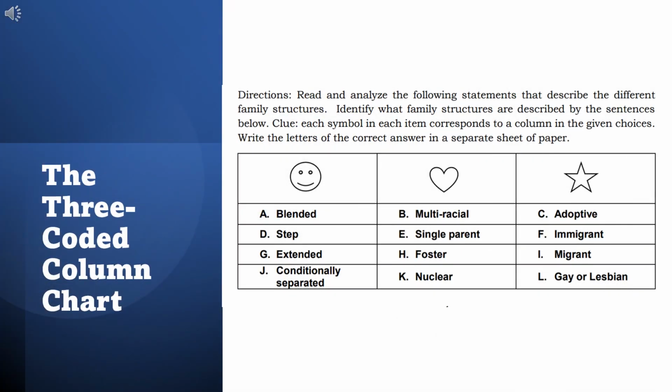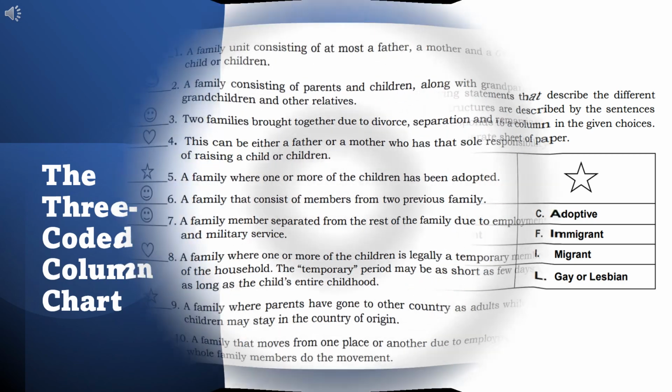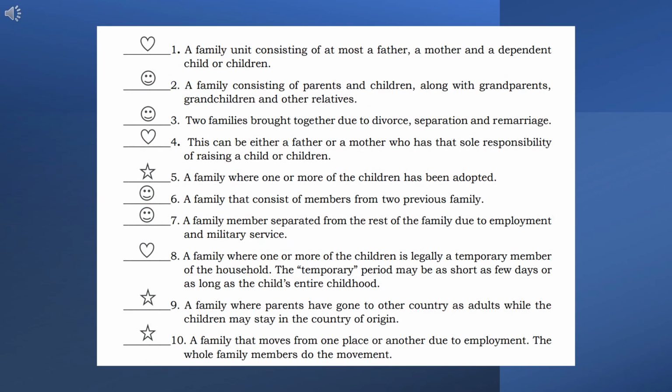Let us begin this lesson by letting you assess your learnings about the previous topics on family structures. The 3-coded column chart. Directions: read and analyze the following statements that describe the different family structures. Identify what family structures are described by the sentences below. Clue: each symbol in each item corresponds to a column in the given choices. Write the letters of the correct answer in a separate sheet of paper. Now start answering the activity.